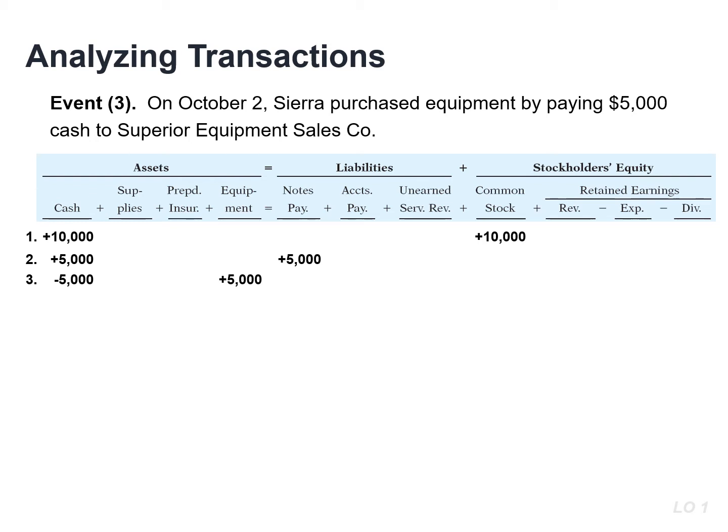This transaction is an investing activity. Once the company has raised cash through financing activities, it purchases the resources it needs in order to operate. In this instance, equipment. Now, Sierra has the assets it needs to get started. So now it can begin its operations.